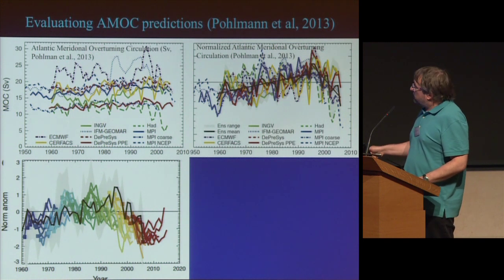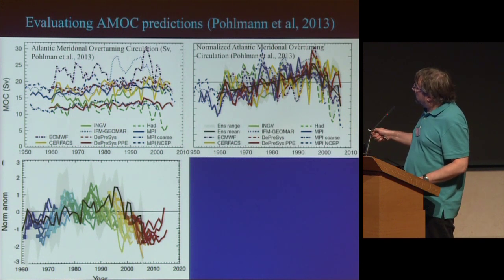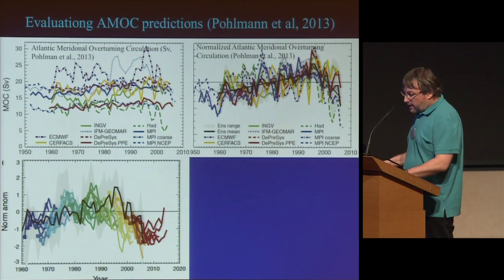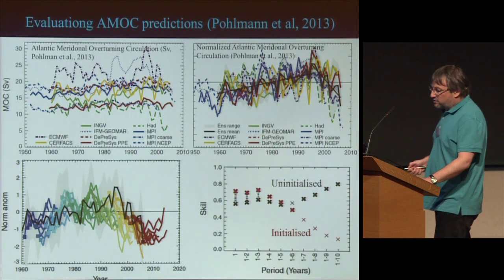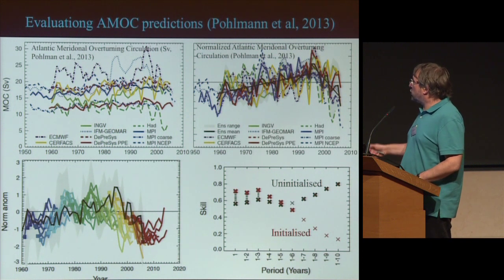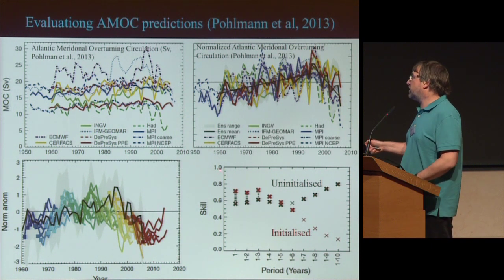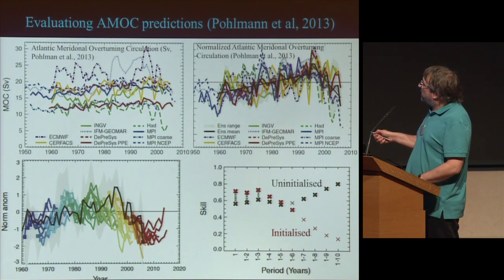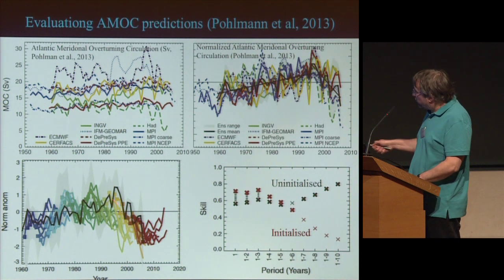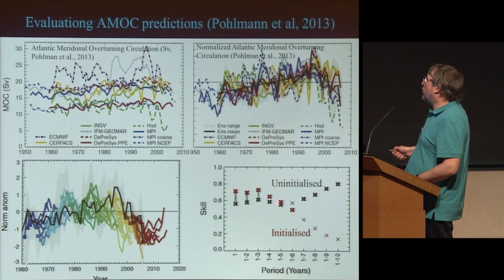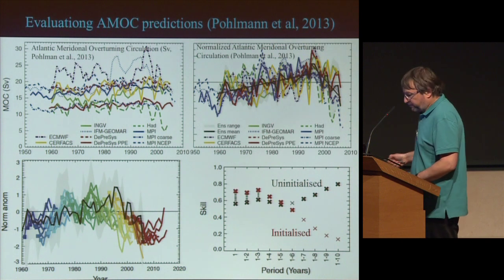As I said, these have been used to initialize forecasts, which are shown here. And if you look at the scores of the prediction based on anomaly correlation coefficient, with the higher, the better the prediction is, you can see that the initialized predictions, this one, sorry, have more skill than the uninitialized predictions up to year 1 to 5.